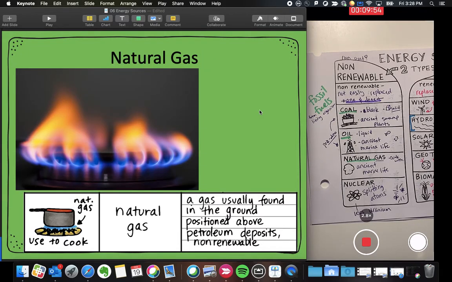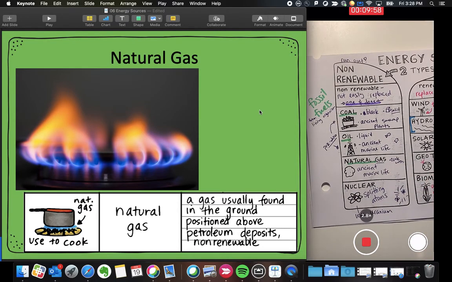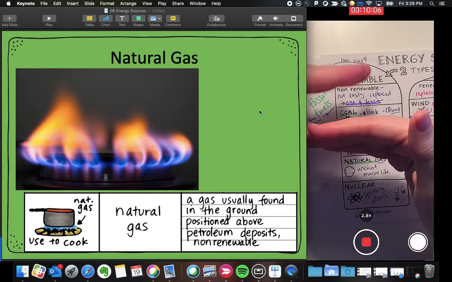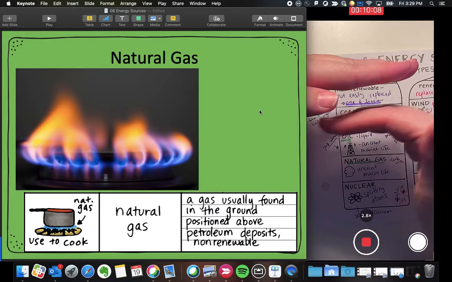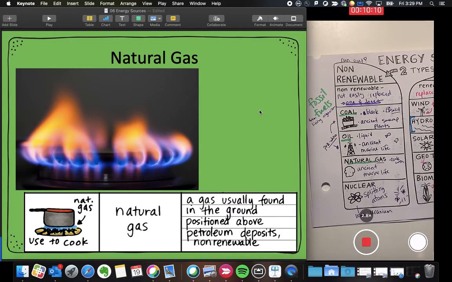Natural gas, we cook with this one. So on my paper I wrote, we cook with it. It's used to cook with. It's found above where the oil is. So if we're looking in layers, right? Our natural gas would be here, and then our oil would be just below it.